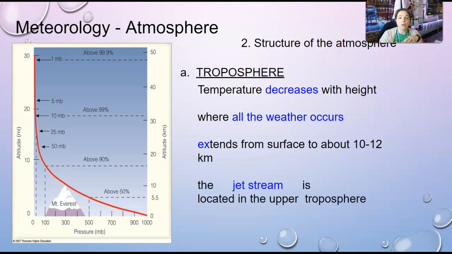And this is also where we find the jet stream. It's in the upper troposphere. That jet stream also brings us a lot of our weather.